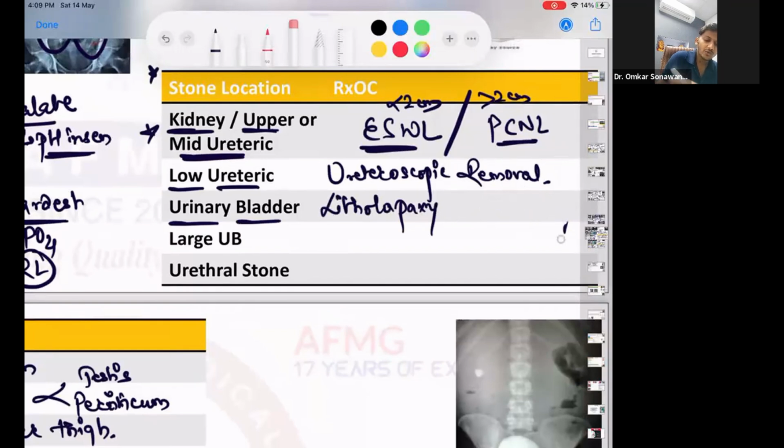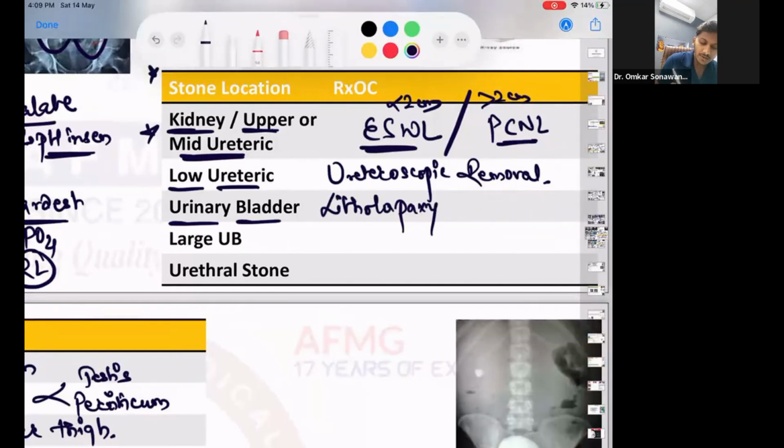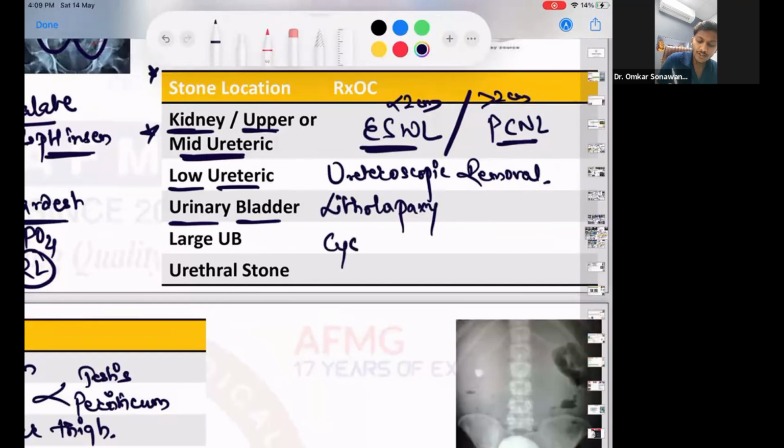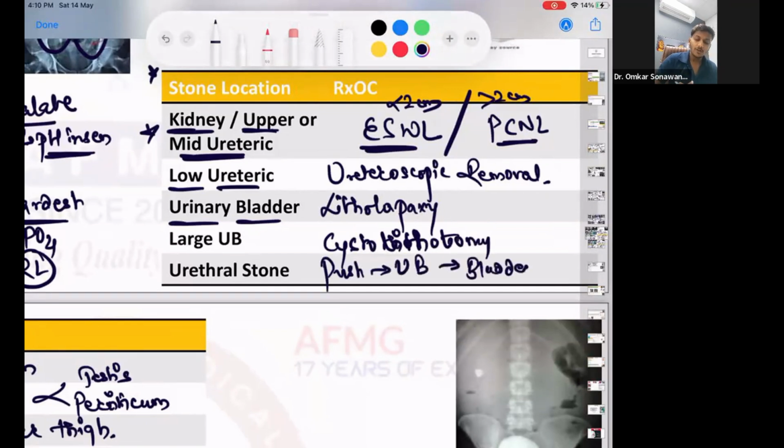Okay, important. And for urethral stone, as we discussed, push the stone back into the urinary bladder and treat it like a bladder stone. No issues with this.